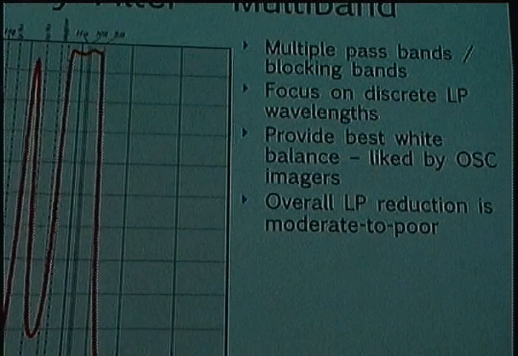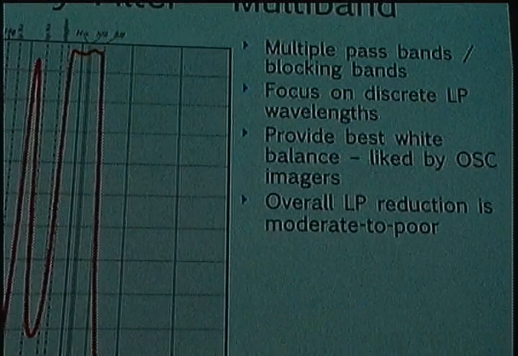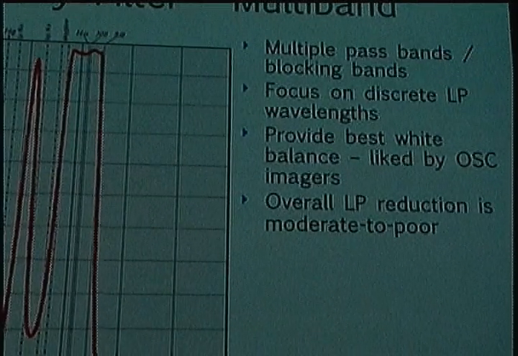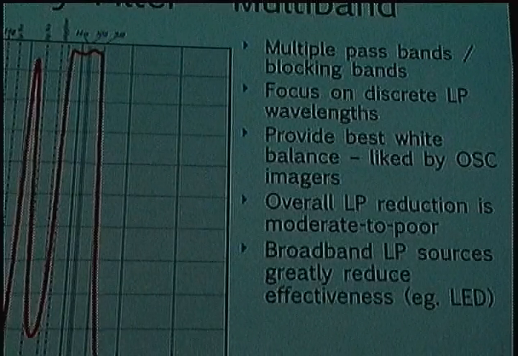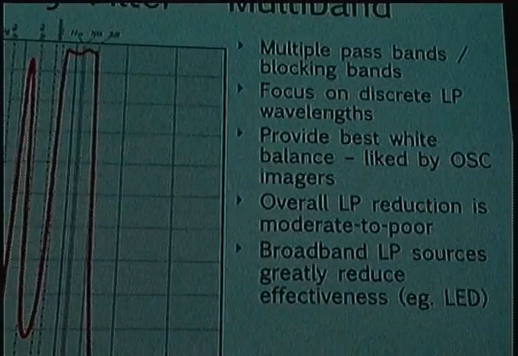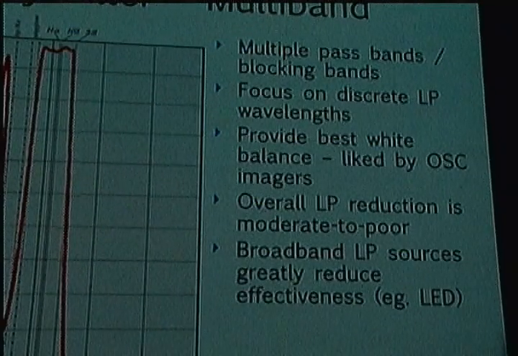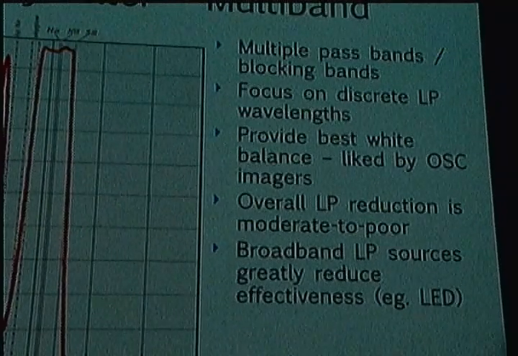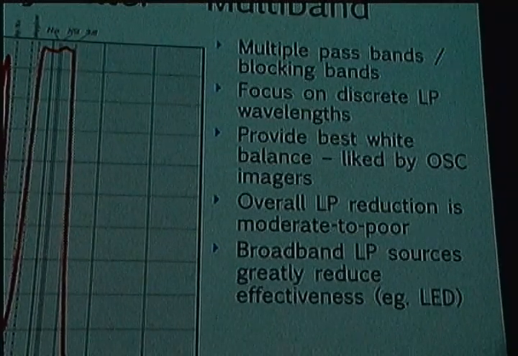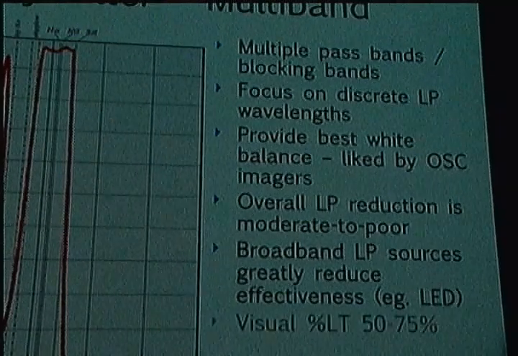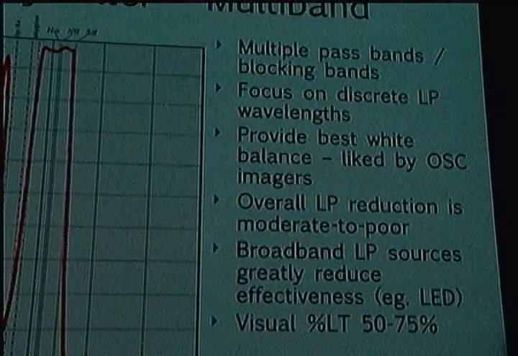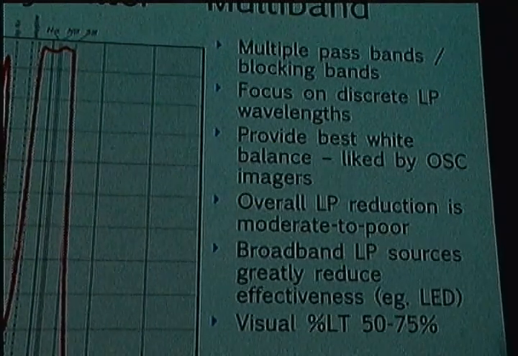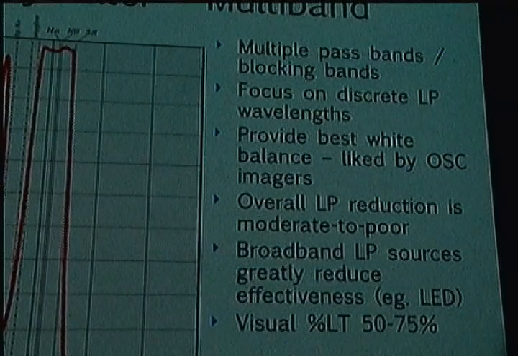the broad passbands mean that these filters are rather poor at blocking light pollution overall. Broadband sources, like if the moon is up or if you have LED lights in your neighborhood, have a big impact on how well these filters work. They greatly reduce their efficiency. Now, if you did want to use these filters visually, they range in percent LT values in the 50 to 75% range. So they pass quite a large percentage of the light going through them.